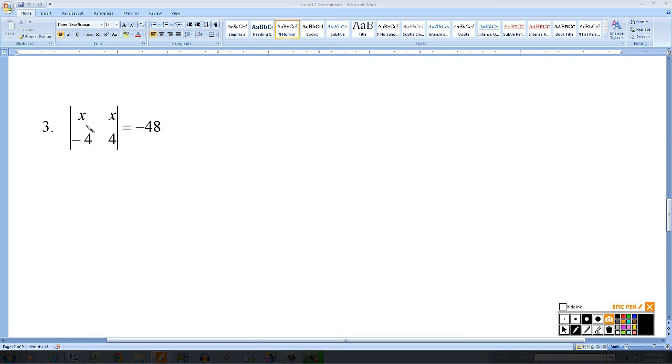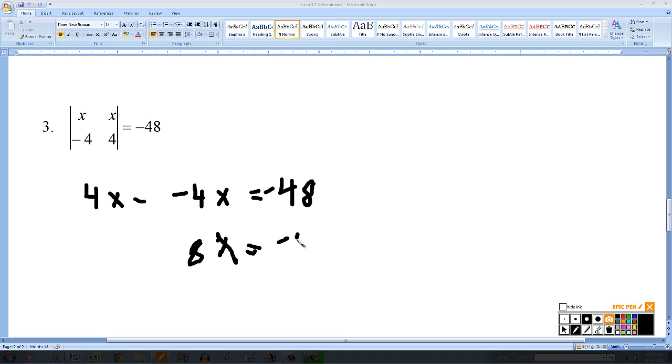So we cross multiply. 4 times x is 4x. Subtract minus 4 times x, which is minus 4x. Okay, and that's equal, of course, to the minus 48. Okay, combine this, the minus and the minus make it a plus, so this will give us an 8x equal to a minus 48. Okay, divide both sides by 8, so x will equal to -6. That's your solution.